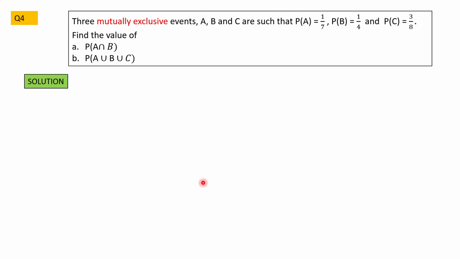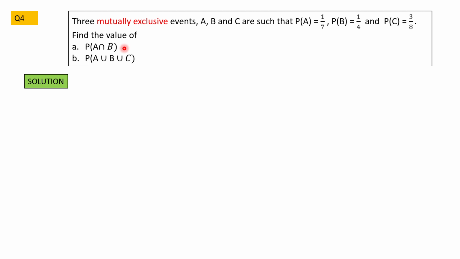Question 4. Three mutually exclusive events A, B and C are such that probability A equals 1 over 7, probability B equals 1 over 4 and probability C equals 3 over 8. The first question, you are asked to find the value of the probability of the intersection between event A and B. Now, refer to the question again.